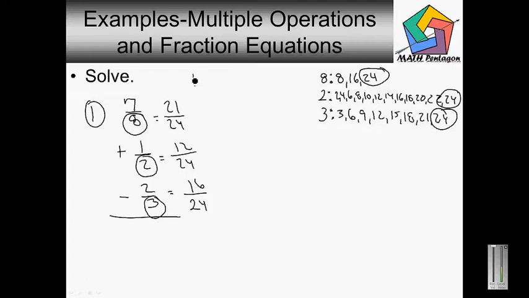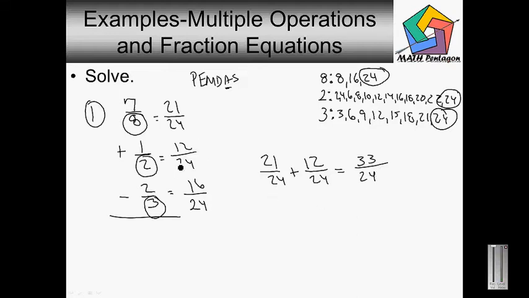So remember the PEMDAS rule. Addition goes first before the subtraction. So we have 21 over 24 plus 12 over 24. And 21 plus 12 is 33. And we keep the denominator the same, so it's 33 over 24.